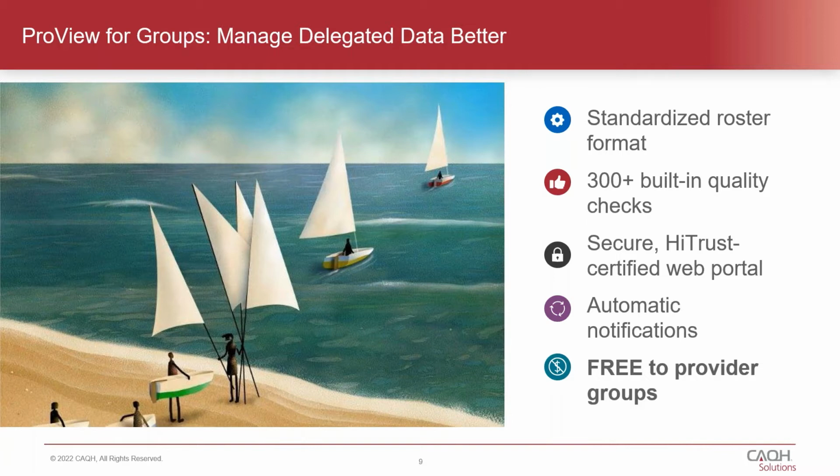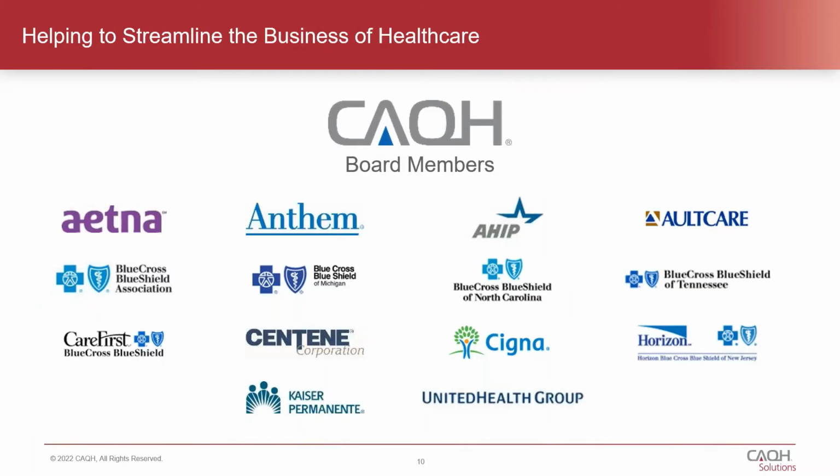If you're not familiar with CAQH, you might be wondering how we were able to create such a big improvement. We've known it for years. We're a not-for-profit alliance that's been leading the industry to create shared initiatives that streamline the business side of healthcare for more than 15 years. On the screen, you can see our board members, which represent some of the biggest names in health insurance in the US. In total, we work with more than 1,000 health plans, hospitals, provider groups, and Medicaid agencies. And 1.9 million providers use our flagship product, ProView, to submit credentialing data. ProView for Groups is a natural extension of our credentialing offerings. Now I want to hand the controls over to Taha, who will show you how this works.